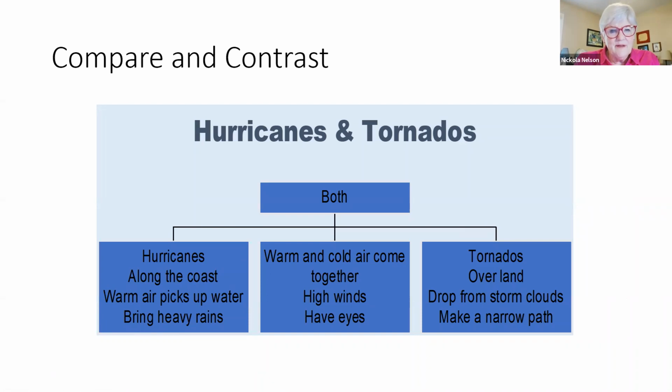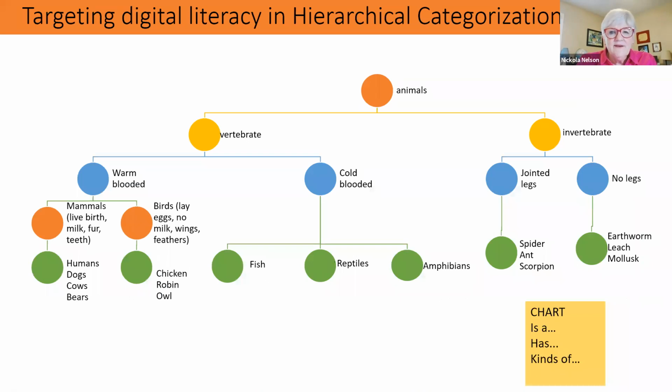Here's just an example of how students might organize a compare and contrast discussion about hurricanes and tornadoes. Here's an example of how they might use digital literacy skills to set up a hierarchical categorization of animals, vertebrate and invertebrate.